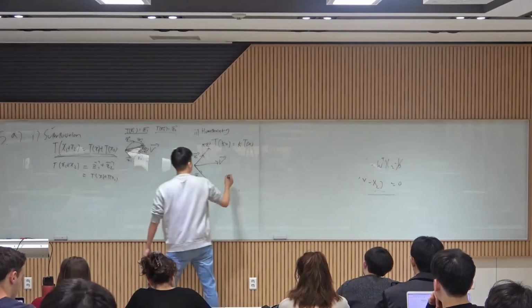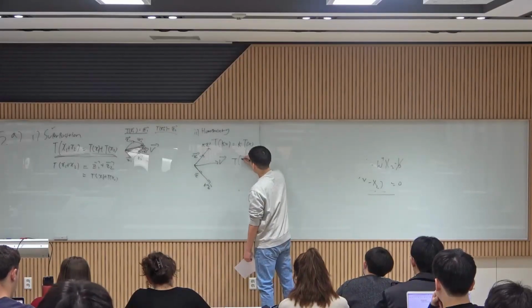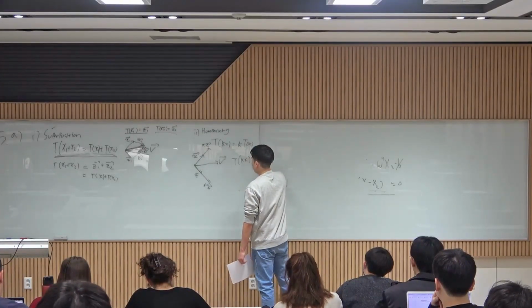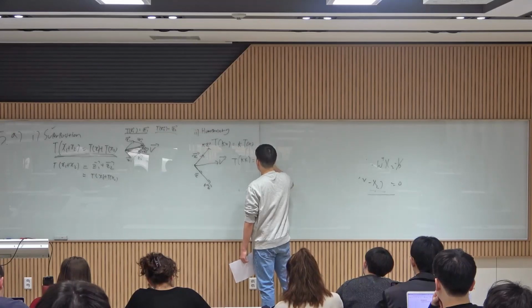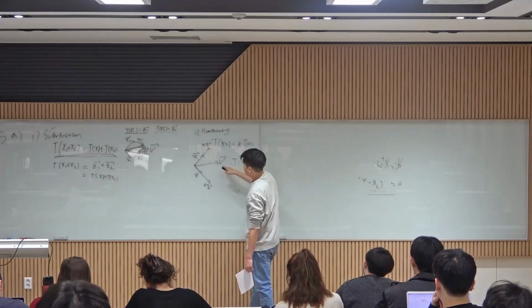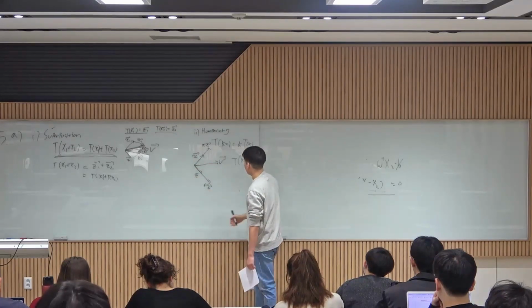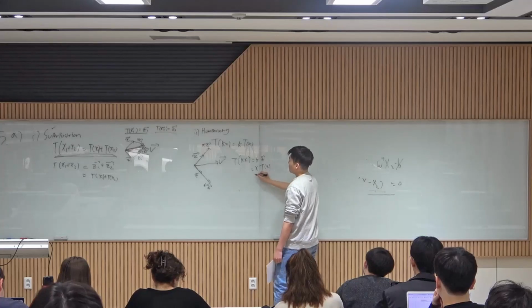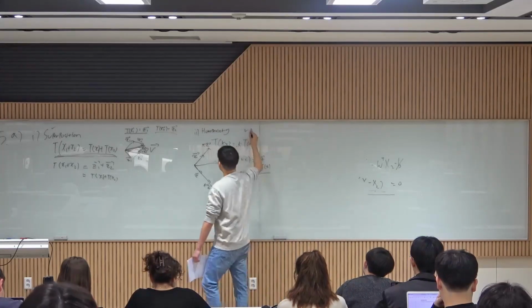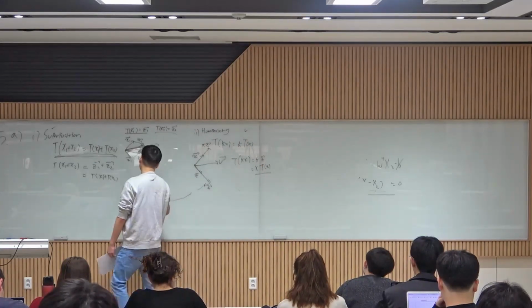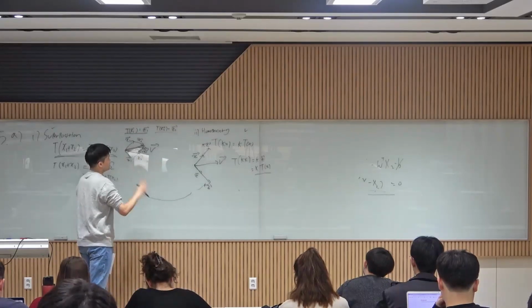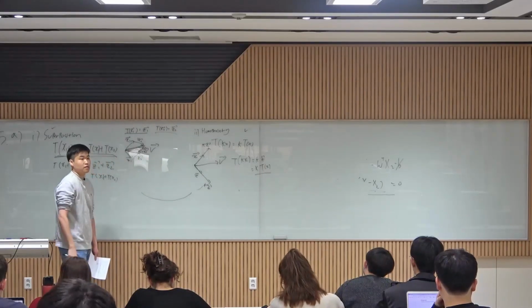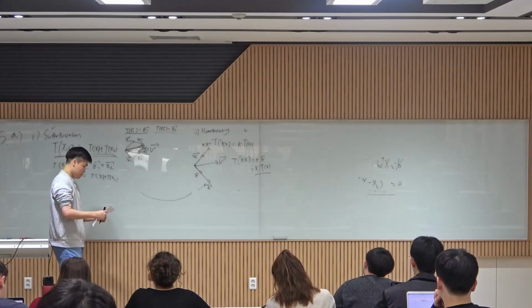So we find out that T(kx) is equal to kz, okay? And we know that the reflection of x is z, right? So kT(x). So we find out the homogeneity is also satisfied. So we can say that since these two conditions are satisfied, the reflection transformation is linear.